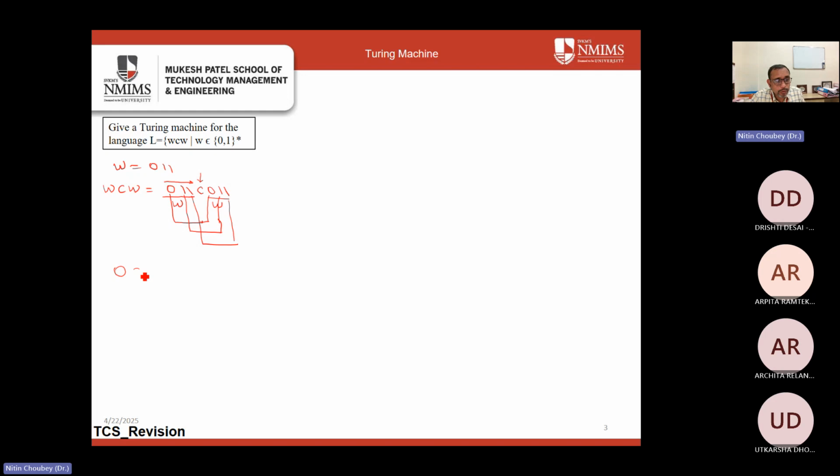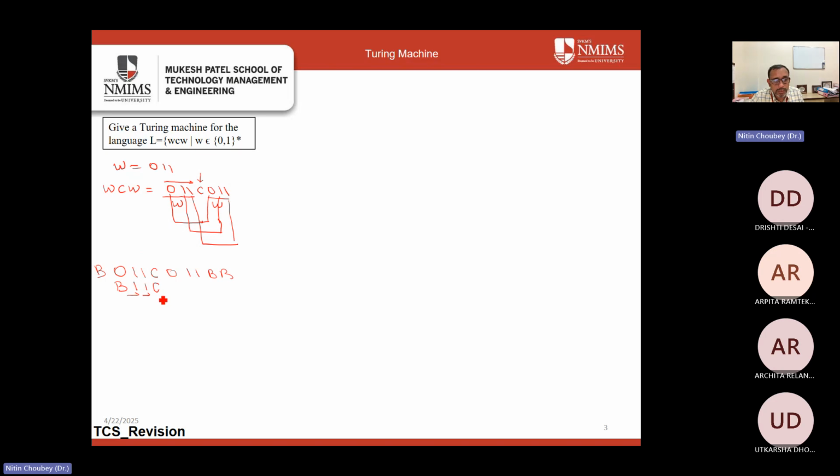Let's say our input contains the same thing, 0, 1, 1, C, 0, 1, 1. What we will do? First symbol 0, replace it with blank, because here and here we have blanks only. First symbol replaced with blank. And if the first symbol after this C is also 0, in that case only we'll replace this 0 with some other symbol. So 1 skip, 1 again skip, C.